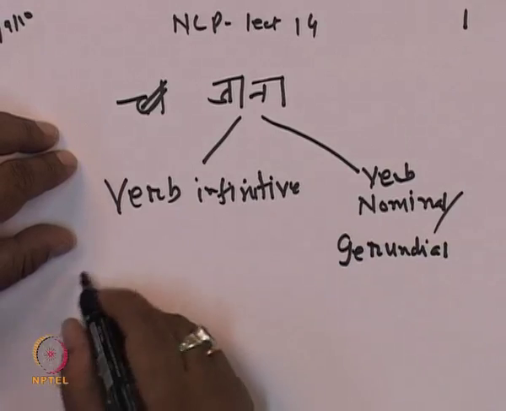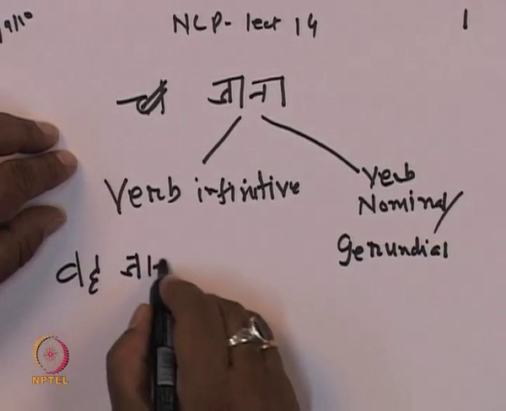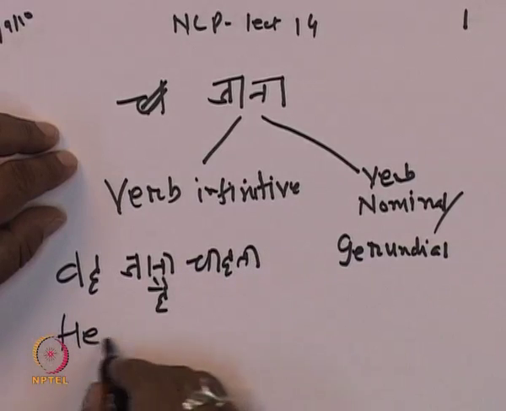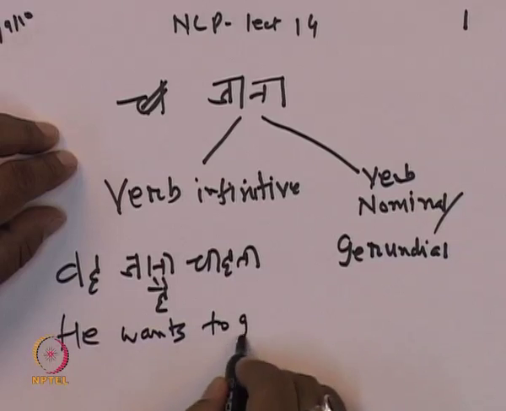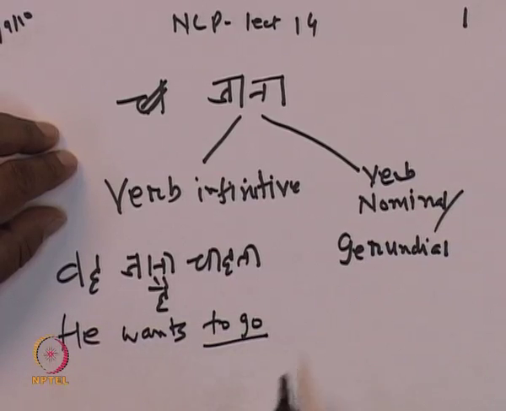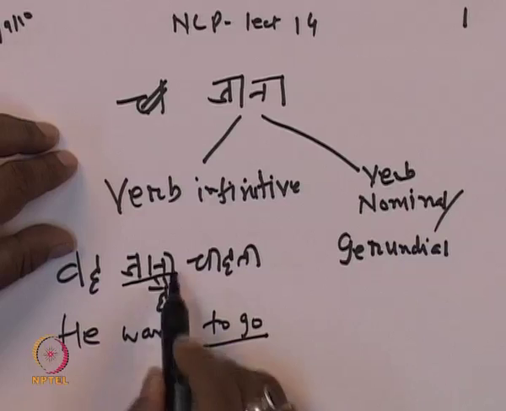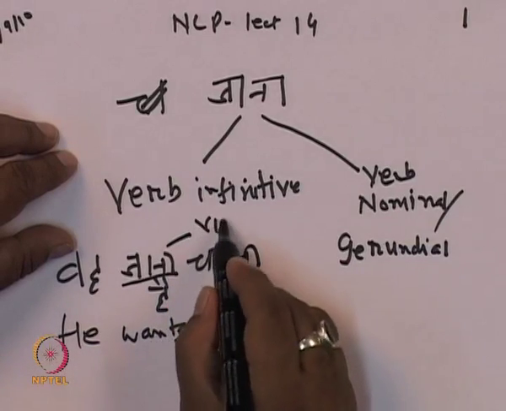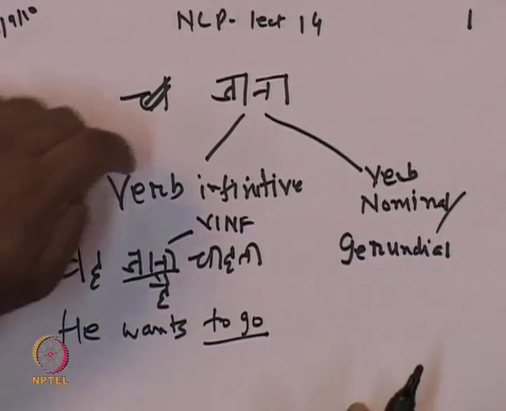Verb infinitive: वो जाना चाहता है, he wants to go. So, to go is the infinitive and this jana is the infinitive. This is V inf. How about gerundial? How can jana be gerundial?